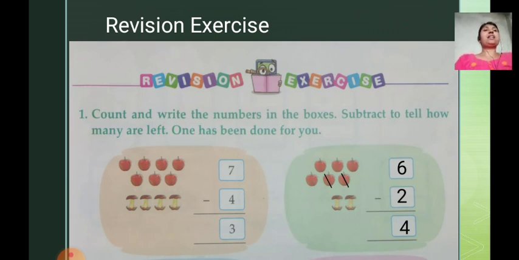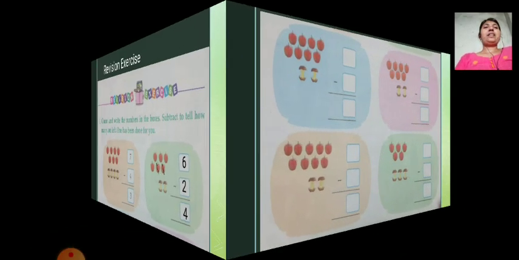You can use the other method also. Count after 2 up to 6. It is 3, 4, 5 and 6. How many fingers are there? 4 fingers. So our answer is 4. Now see the next one.